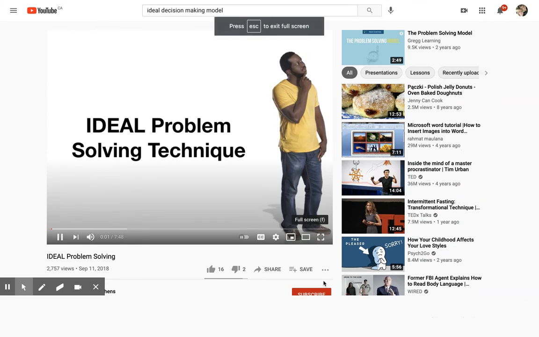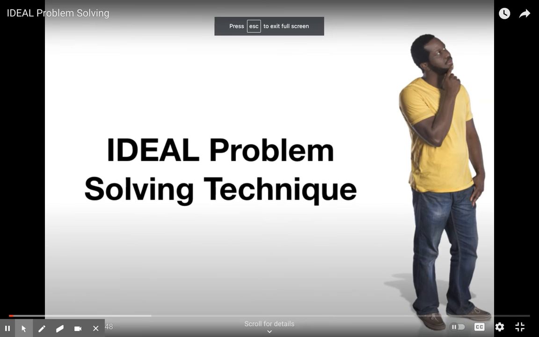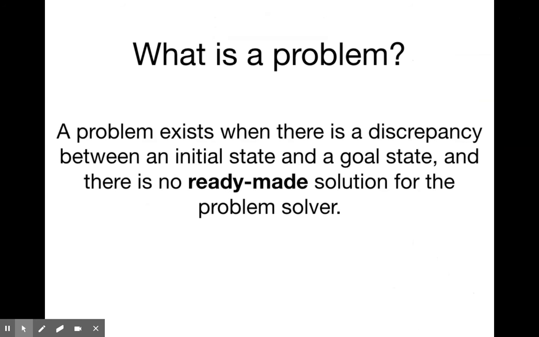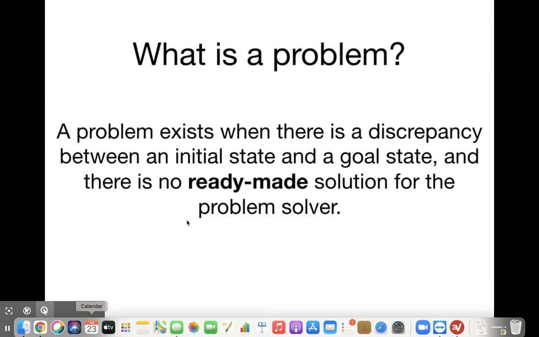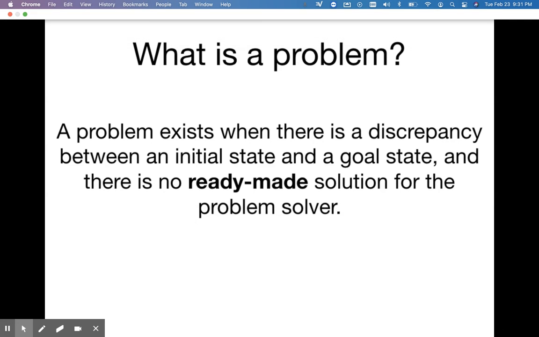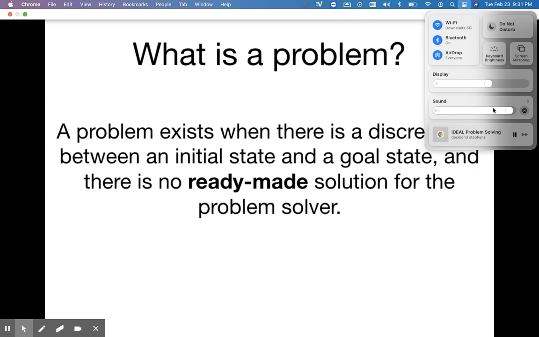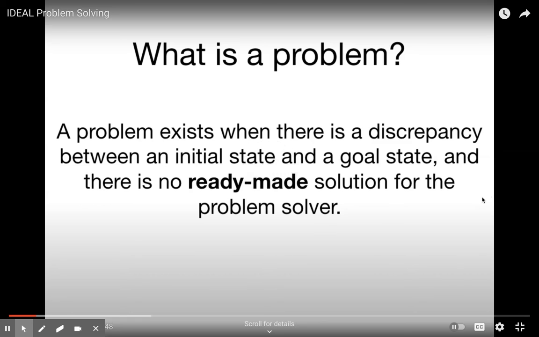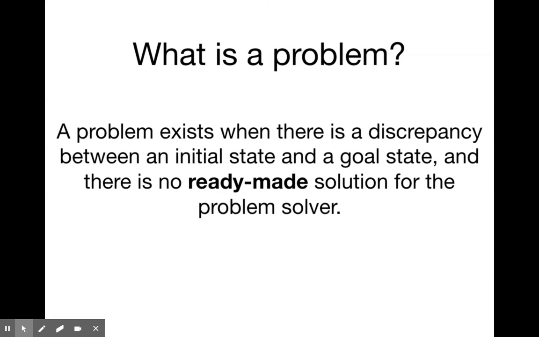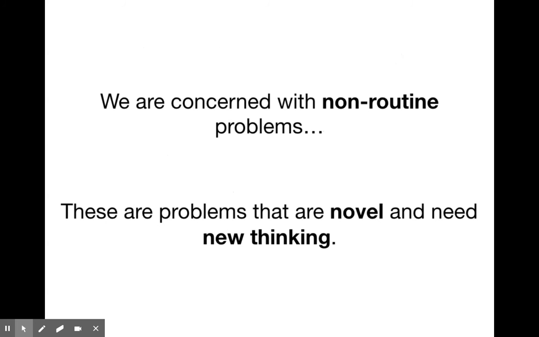In this brief presentation, I'd like to talk to you about a problem-solving technique called IDEAL. First, we might ask ourselves, what is a problem? Well, a problem exists when there is a discrepancy between an initial state and a goal state, and there is no ready-made solution for the problem solver. So what you might think about, as you would with any problem, there's somewhere that you're at, and there's some goal that you want to reach, but there's not an obvious way to get to the goal. So this is what we're defining as a problem.